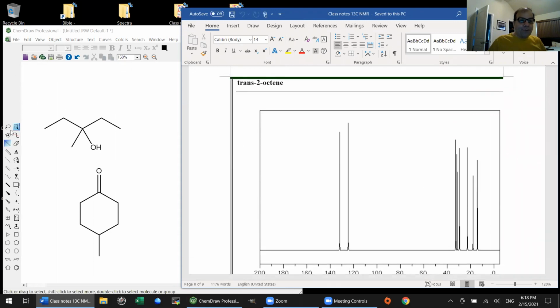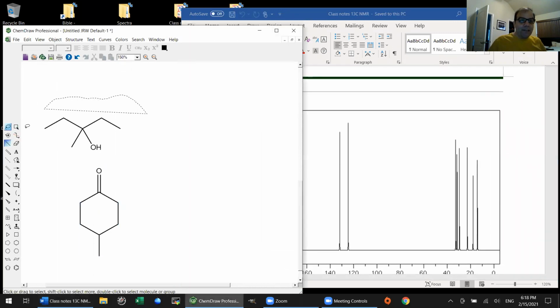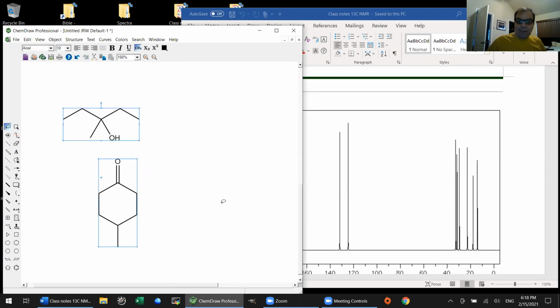Here we've got trans 2-octene. Just wanted to show you an example of an alkene.